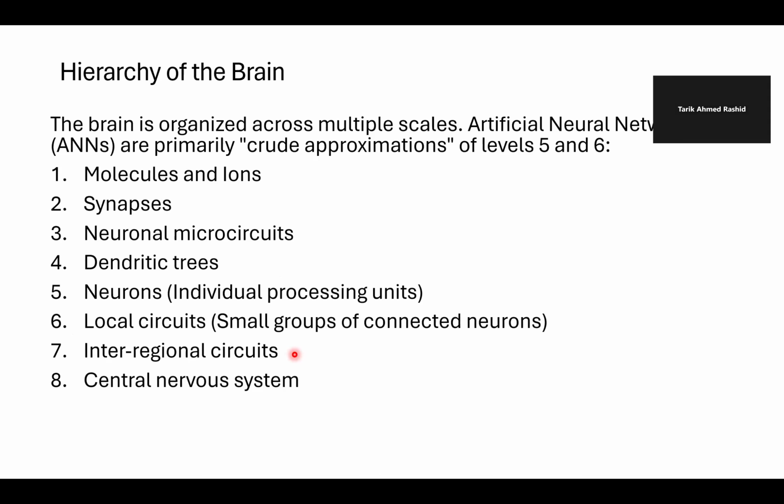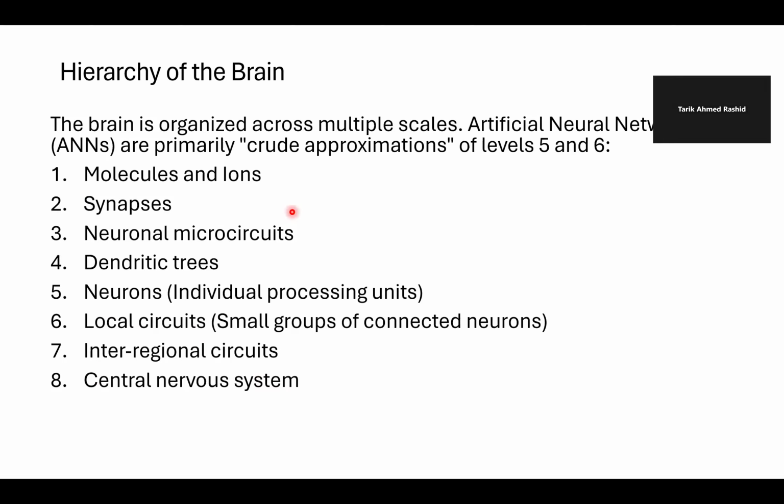The brain itself has several components. From these, there are two levels or two layers, from which a crude approximation was taken to build the artificial neural network. These are neurons and local circuits, or small groups of connected neurons. So there are 7 levels, and I will go through them.